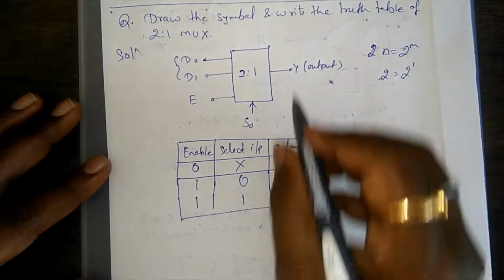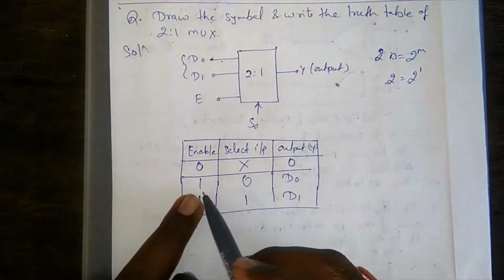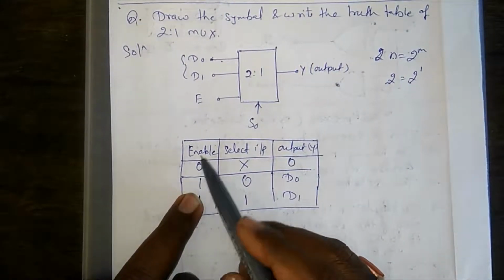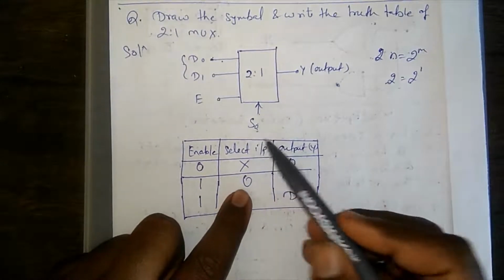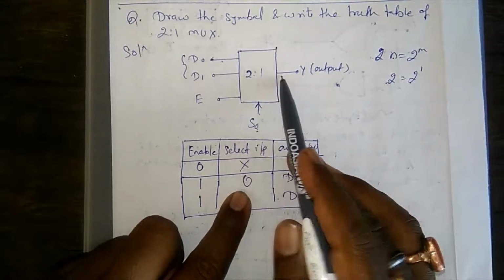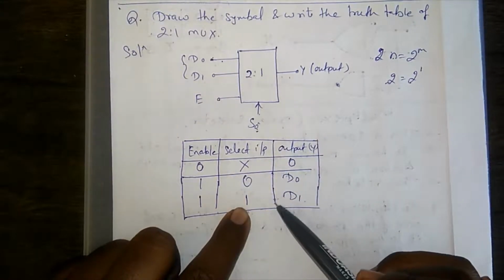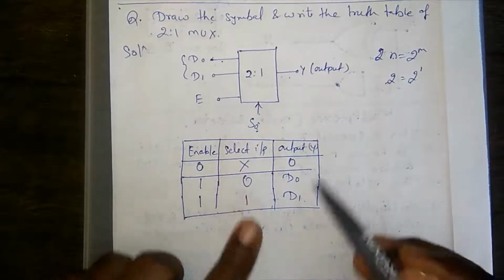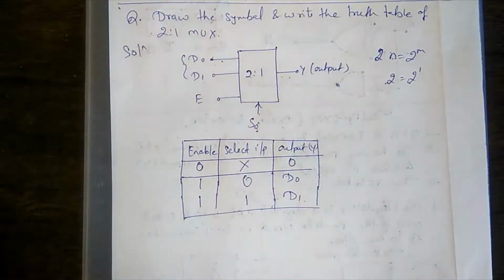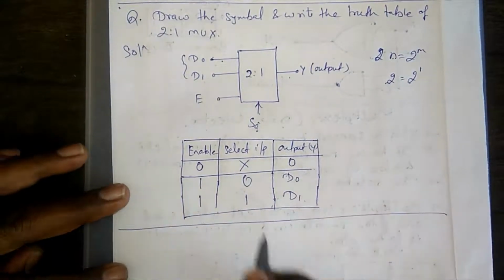D1 means the output Y will take the data from D1. When the enable pin is 1, it has to be always kept high, and select input is 0, then D0 data will be taken. When it is 1, D1 data will be taken out. Whatever data is available at D1, it will give out. Okay, so this is about this one. Now let us start with the second question.